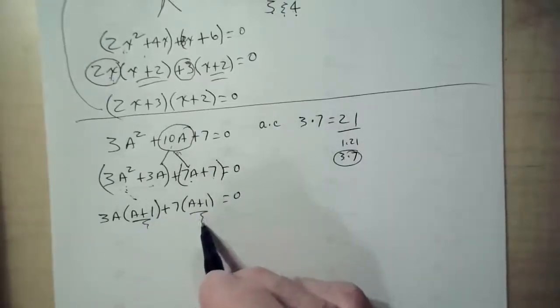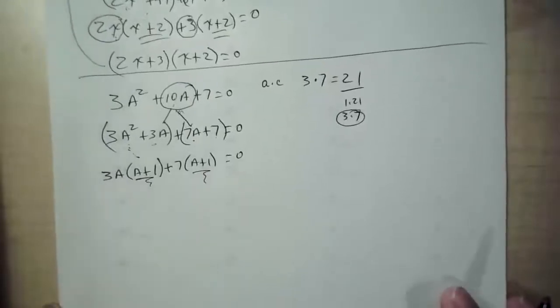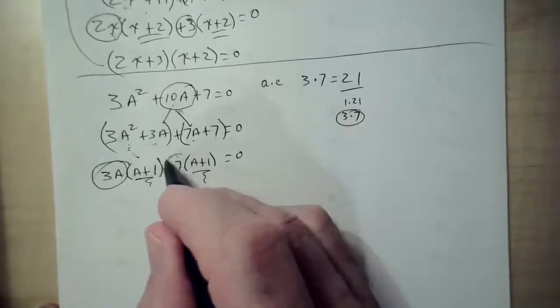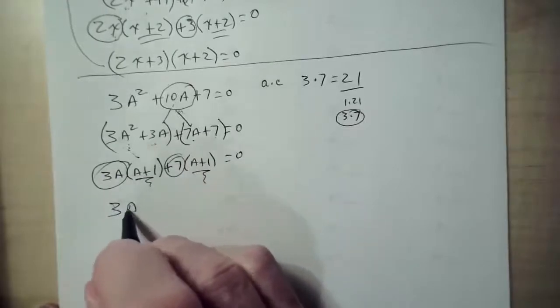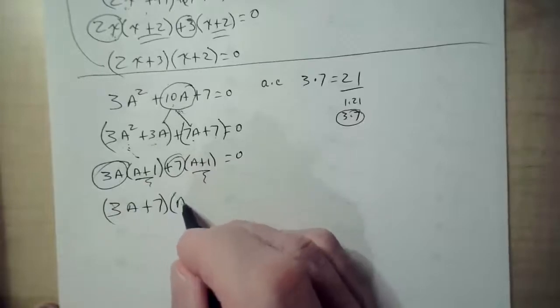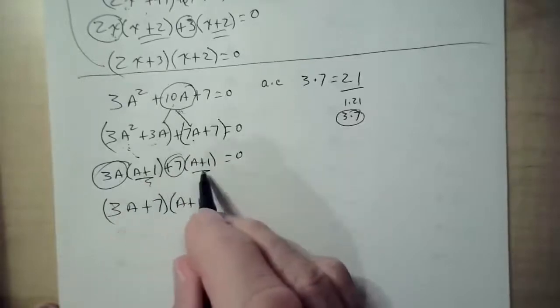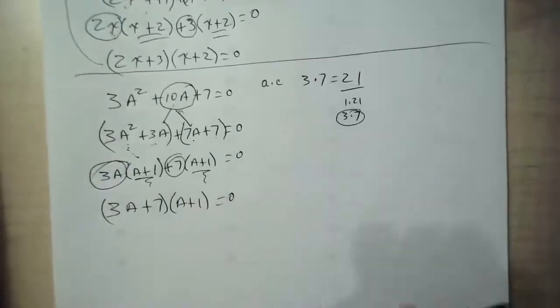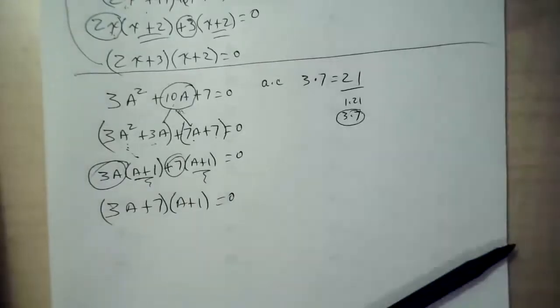And again, kind of the acid test here is this and this, are they the same? If they're not, something went wrong. So now we have 3a plus 7 times a plus 1. You don't have to put both of these in here, just one equals 0.